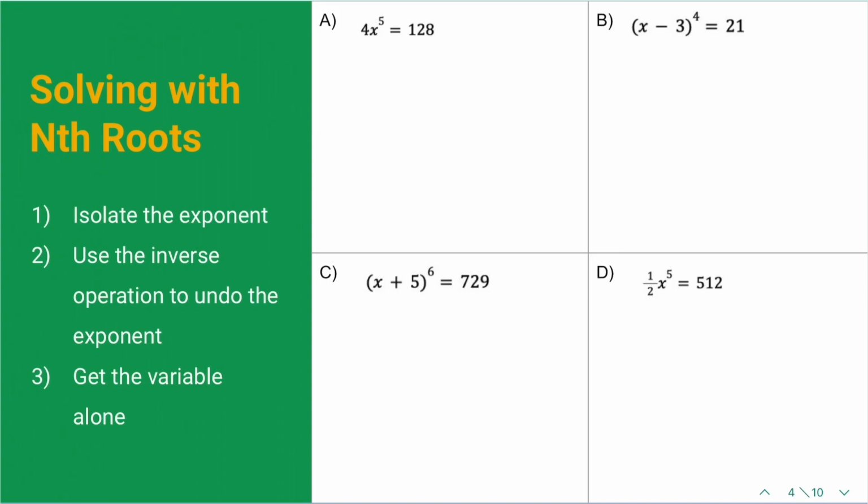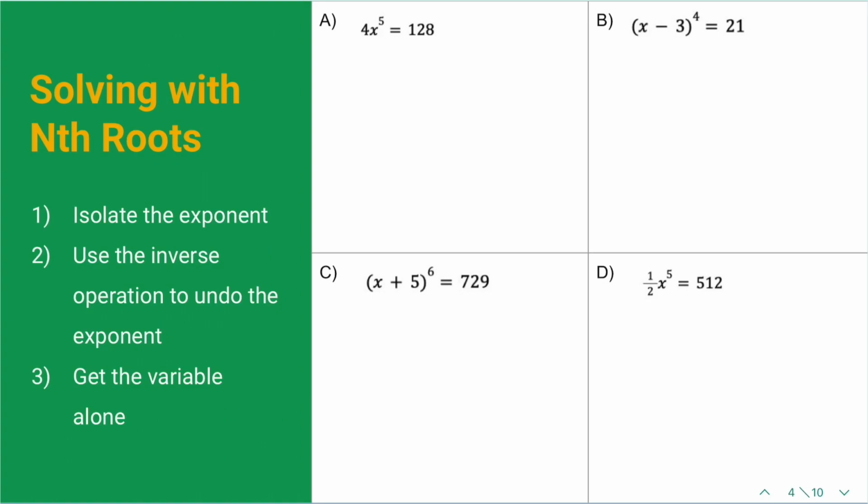Okay, solving with nth roots. So there's a general process, and honestly, we use this with pretty much every equation that we solve, but with nth roots, this is the easiest way I think about it. The first step is to isolate the exponent. Whatever is being taken to a power, you want to isolate that first. Then you want to use the inverse operation to undo the exponent. Sometimes you have to figure out, okay, this is what's happening to x, here's how I undo it, and that can be a process that you practice. And then lastly, you need to finish getting the variable alone.